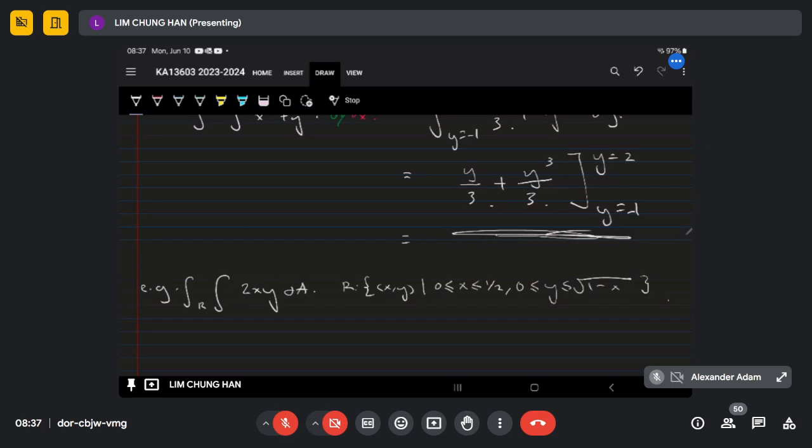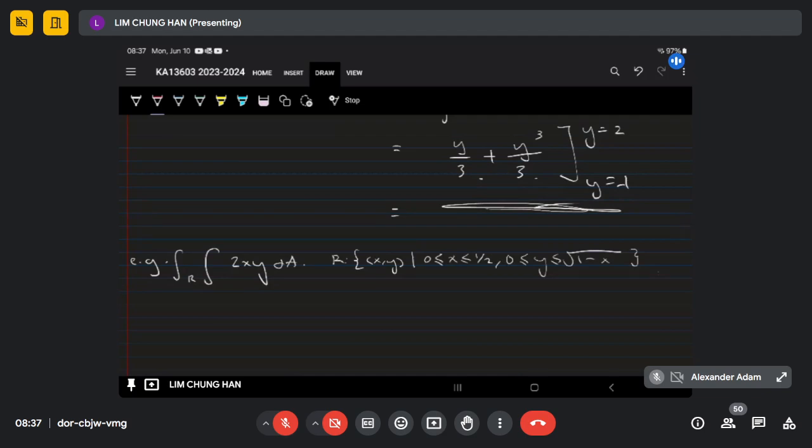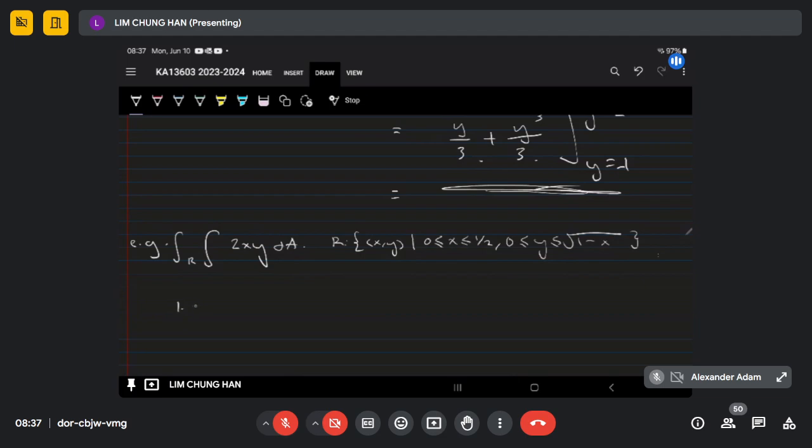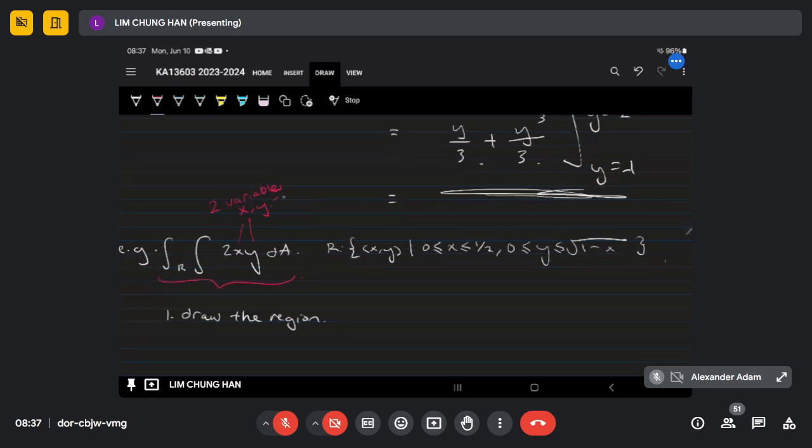So again, the step is like that. First, you have to draw the region. Now, let me explain to you exactly what we are doing here. Whenever I give you a question like that, you can see there are two variables, x and y. That means you have to integrate two times, because there are two variables.